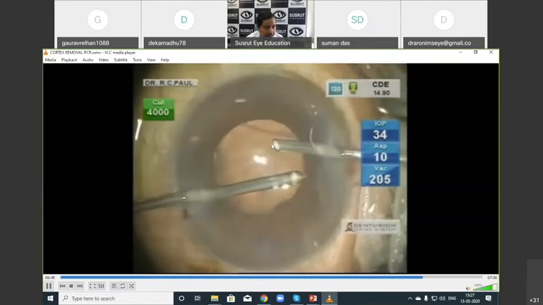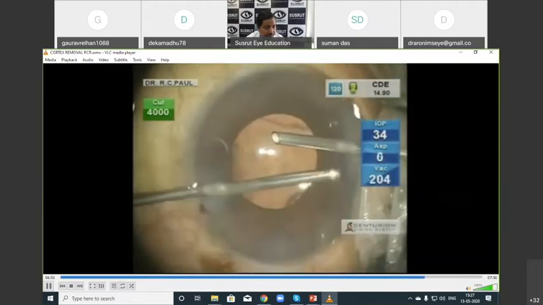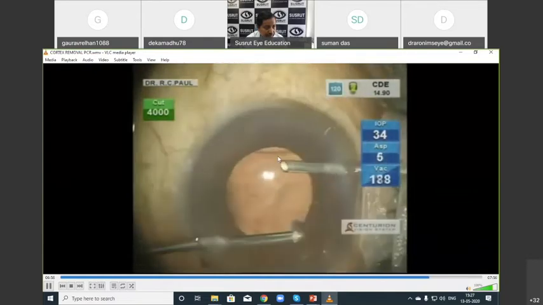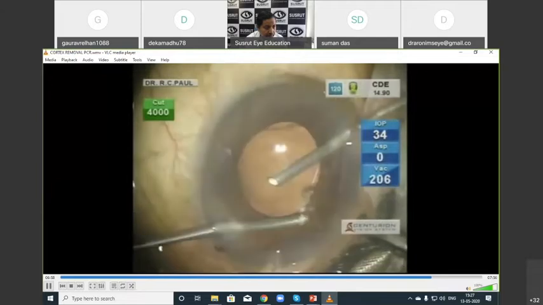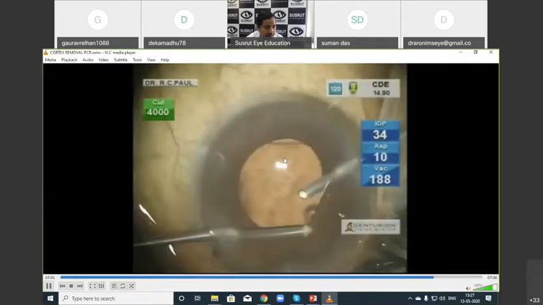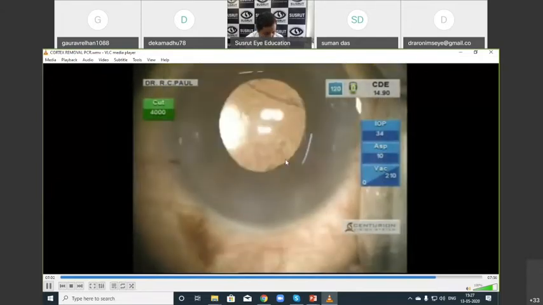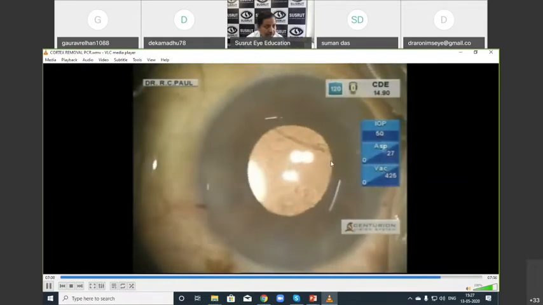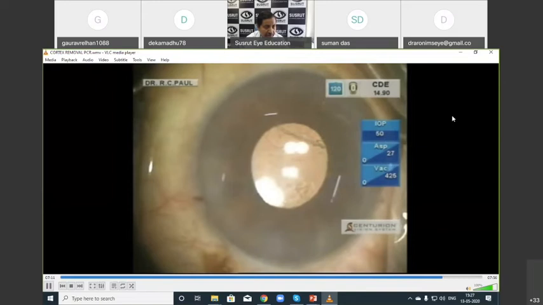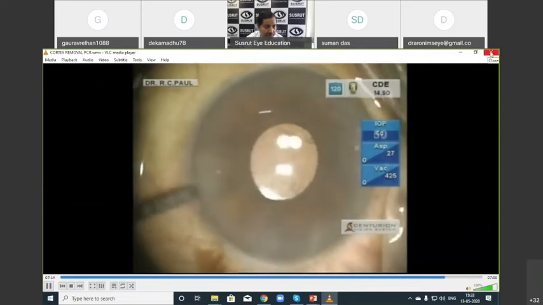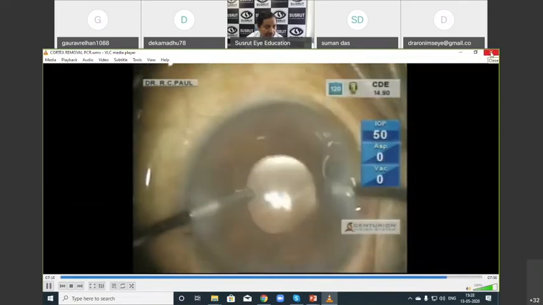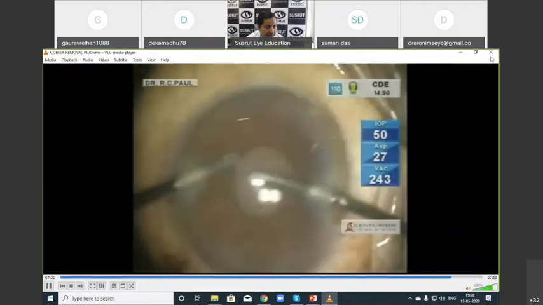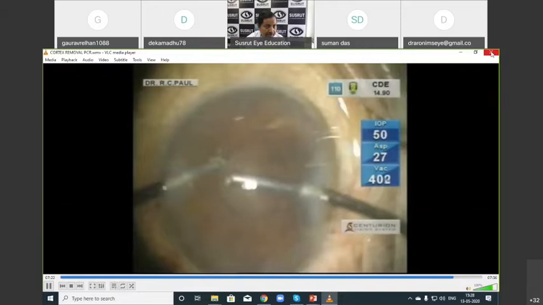IOL is well secured. I didn't do even the pilocarpine test. So after that, now I am checking the intraocular pressure, expecting a good result. So pilocarpine has been given. Now doing the IA, removing the leftover OVD, and that surgery is complete.